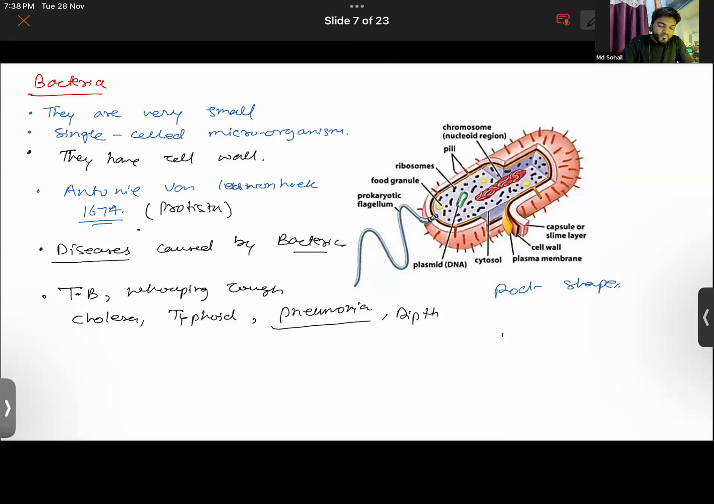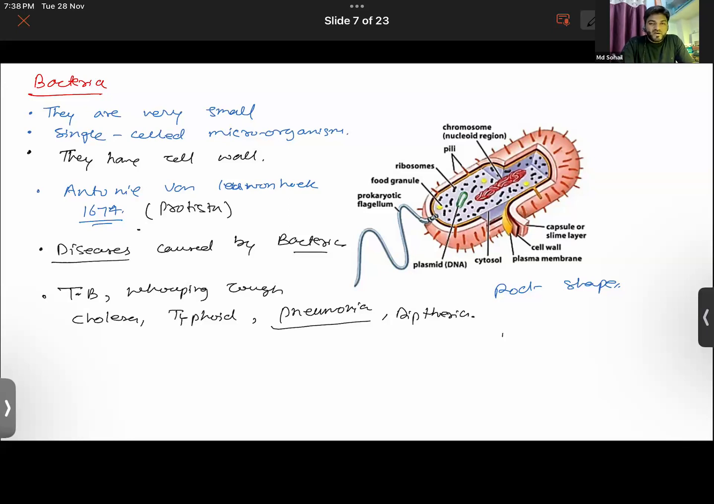Diphtheria. These are some of the diseases caused by bacteria. Remember, they are pathogenic bacteria. Pathogens are basically the disease causing bacteria. So the bacteria that cause disease are called pathogenic bacteria. Some bacteria are useful as well, while some of them are bad.